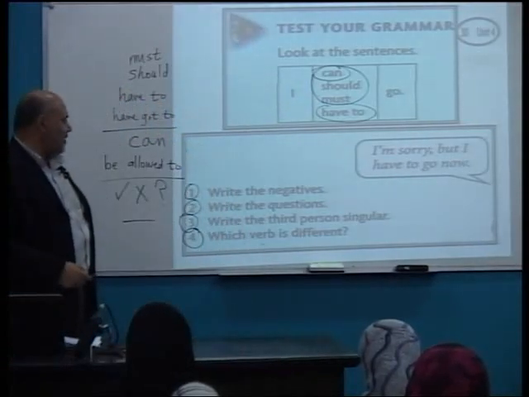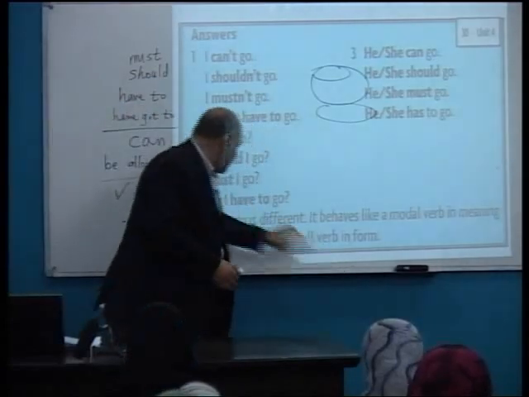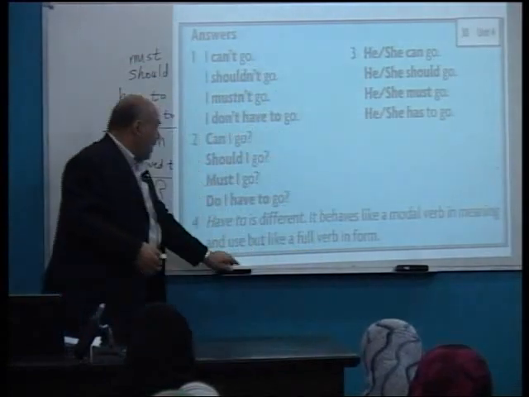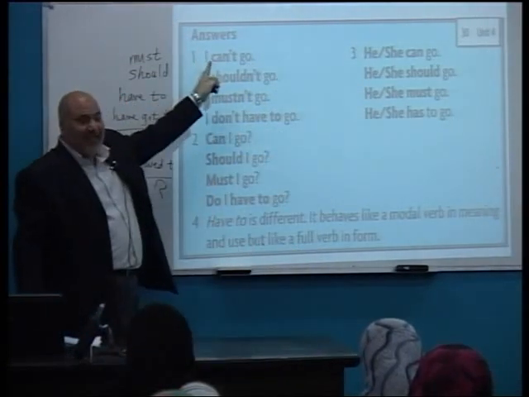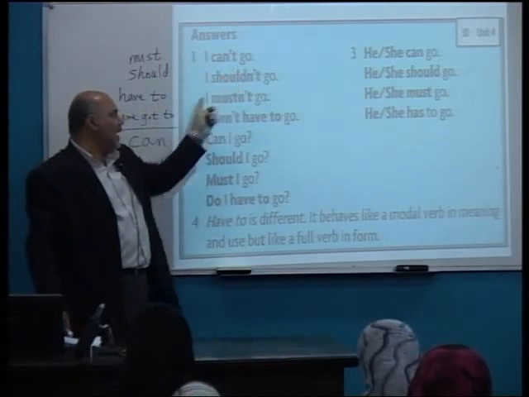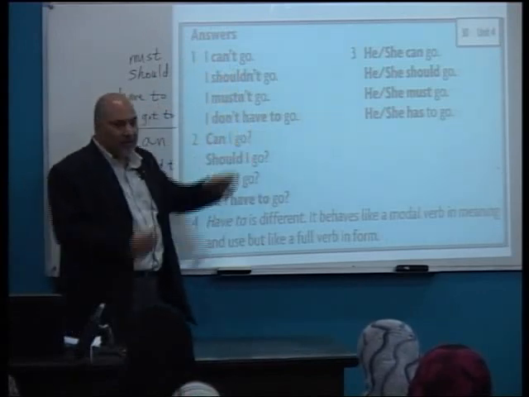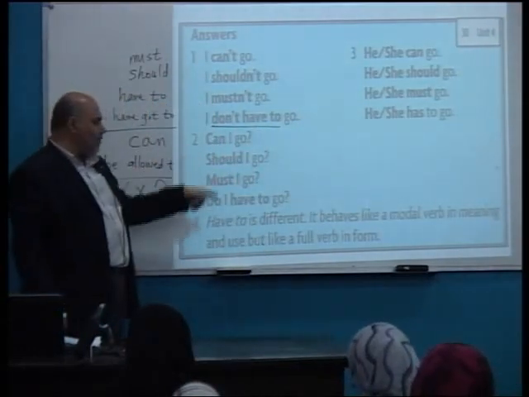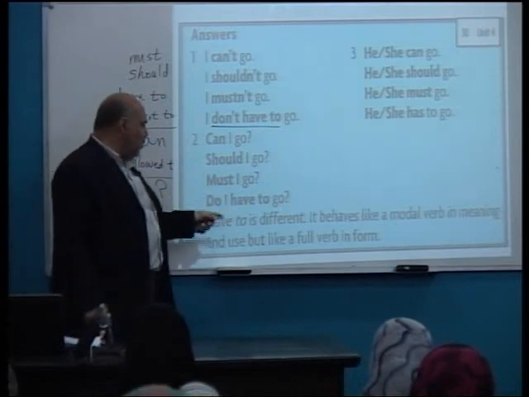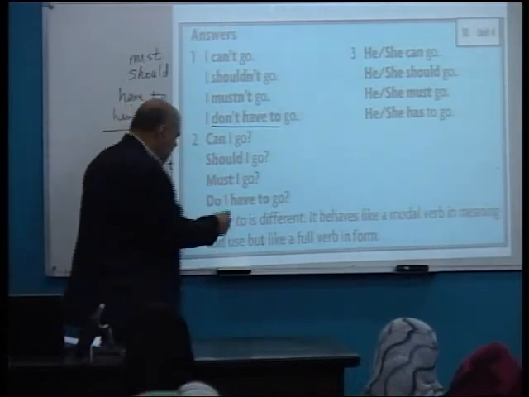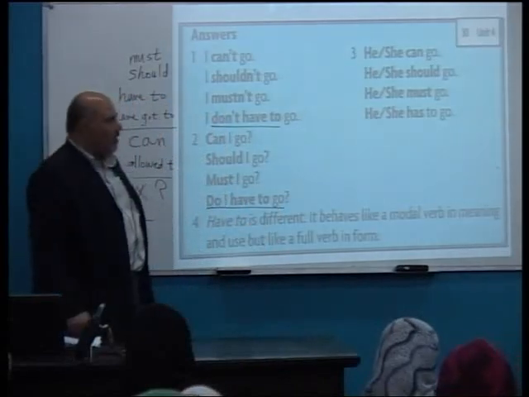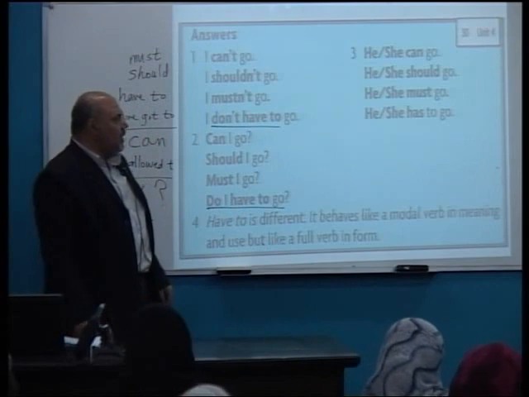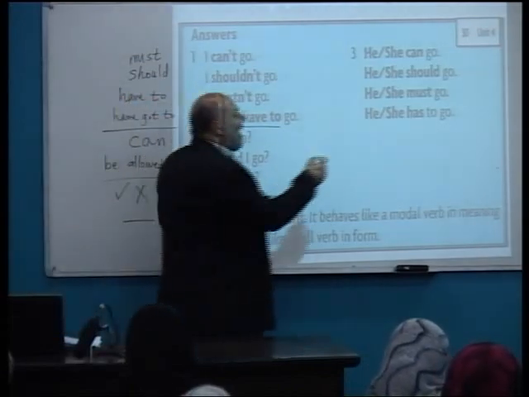If I want to write the answer, here are the answers. The answers with the negative: I can't go, I shouldn't go, I mustn't go, I don't have to go. Don't have to go, different. With the question: can I go? Should I go? Must I go? Do I have to go? Different. What about he or she? She can go, she should go, she must go, she has to go.